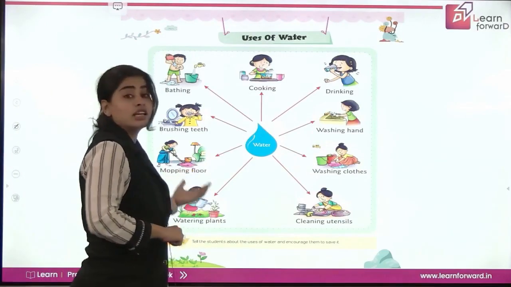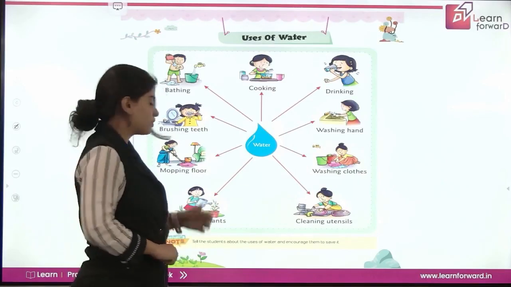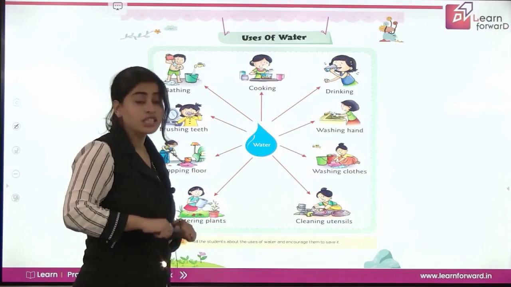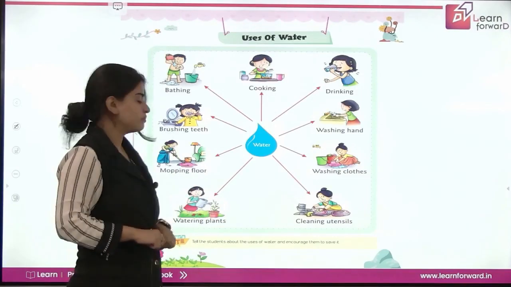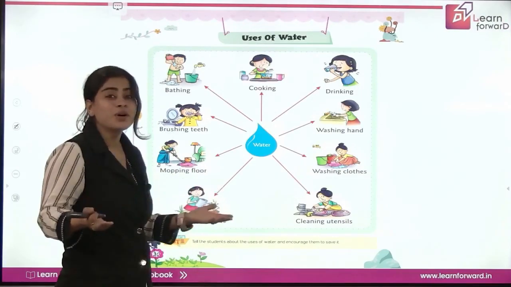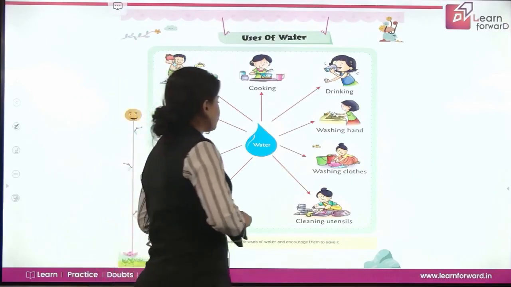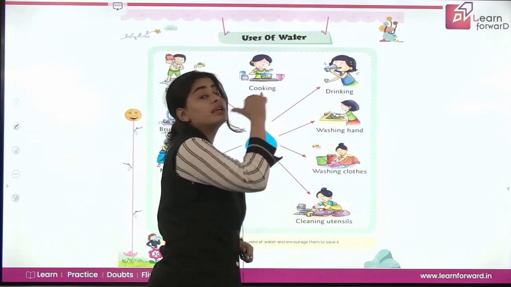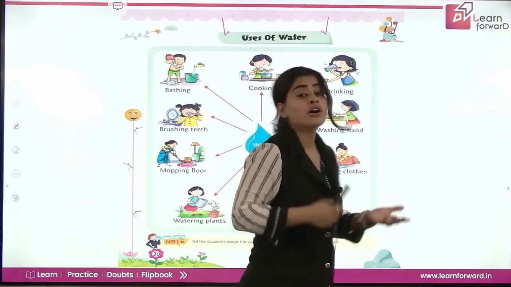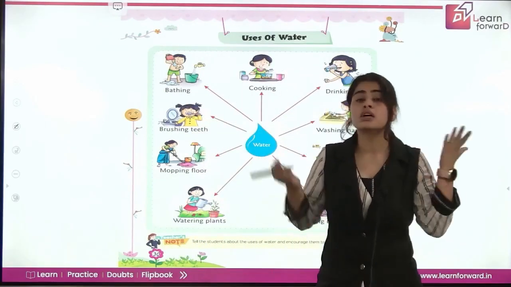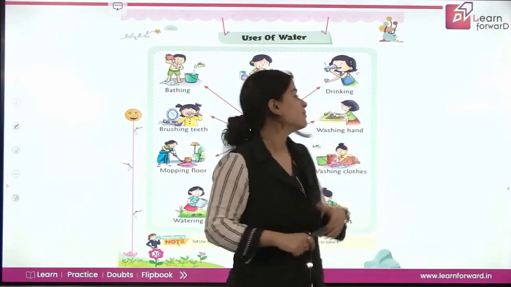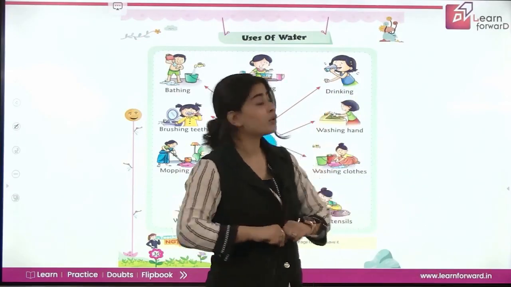Next is watering the plants. Plants also need water to grow, to live, to breathe. So plants also need water. Next is drinking. We drink water because whenever we feel thirsty, what do we do? We ask for water only, right? So in drinking we need water.